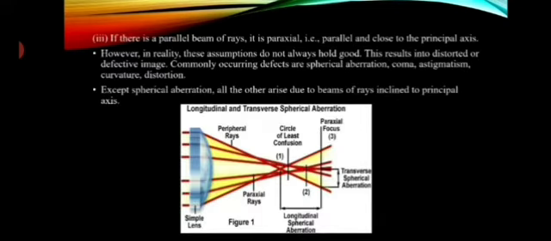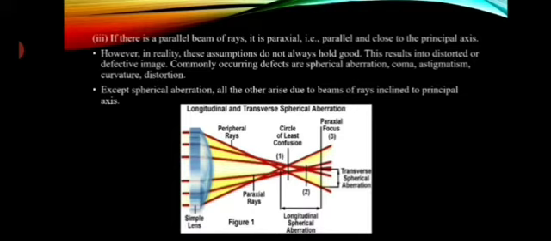Also the third assumption is that a parallel beam of rays must be close to the principal axis. The rays of light which are coming from the objects must be close to the principal axis. But in reality these assumptions do not always hold good. So it results in distorted or defective images. The commonly occurring defects are spherical aberration, coma, astigmatism, curvature, and distortion. Here we will be discussing only spherical aberration.